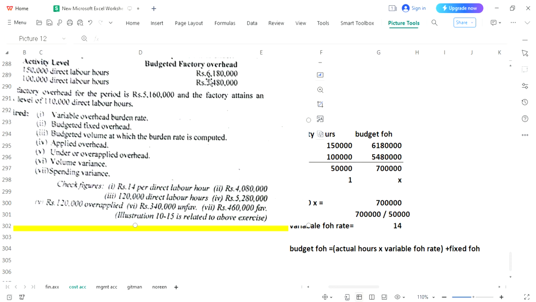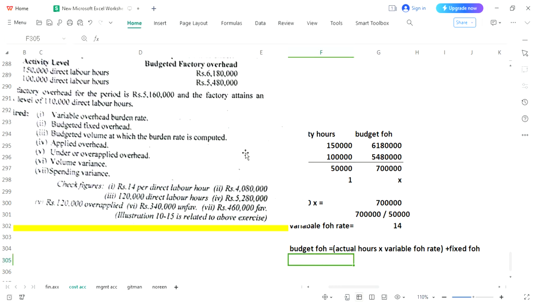Let's say we have chosen the first one, 150,000 hours will be used, and budget FH would be 61 lakh 80,000. Here your budget FH is placed at start, and budget FH is written over here: 61,80,000. You can write here 61 lakh 80,000, and then is equal to bracket start. Please be focused, we are following this formula. Actual hours which are used over here are 150,000.